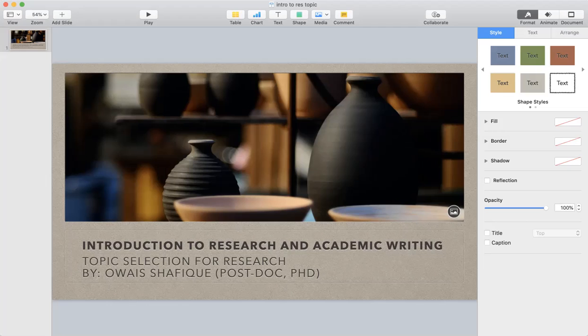I usually give them weeks, if not months. For example, for a PhD, it could be months even, but I would usually give them weeks just to focus and find a good topic. Why? There are reasons for that.